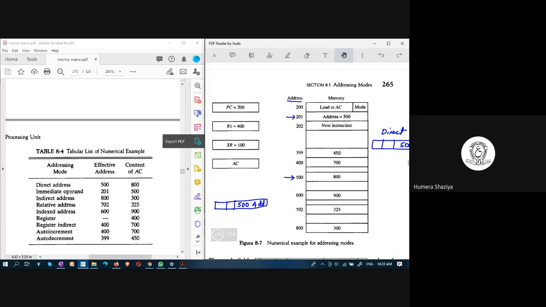All right. In indirect address, 800 is the effective address, and the content of AC would be 300. But what will the instruction hold? Instruction register will hold 500. You go to 500. In 500, there is 800. You go to 800. In 800, you will find 300. And you store 300 into AC. This is indirect address.